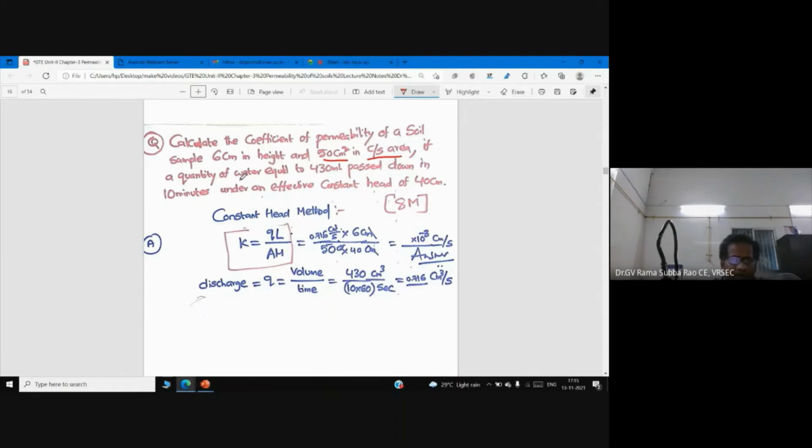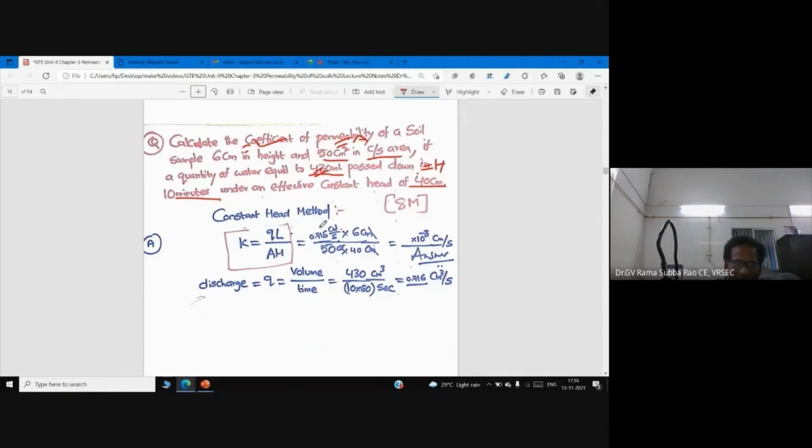If the quantity of water collected is 430 ml within 10 minutes, under the effective constant head of 40 centimeter. Here you see capital H is given, capital A is given, and very interesting to know, the height of the sample is given. In fact, it is the length of the soil sample. If it is a cylindrical mold, height becomes length here. So now the amount of water collected, volume, and time are known.